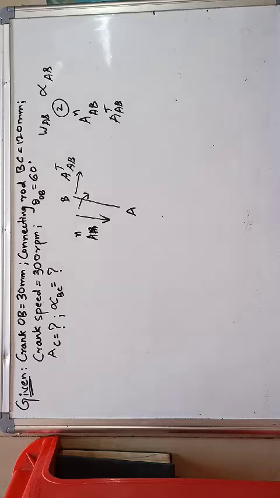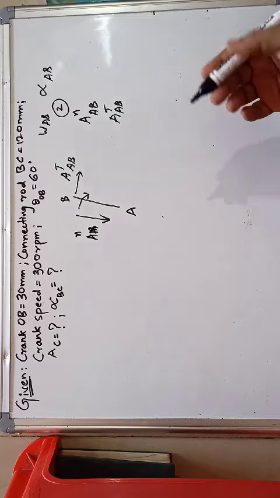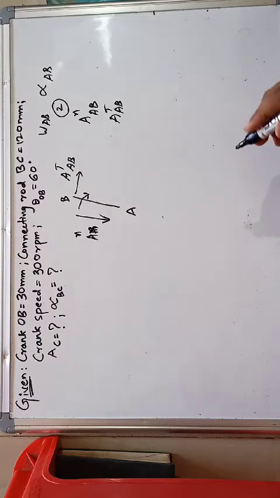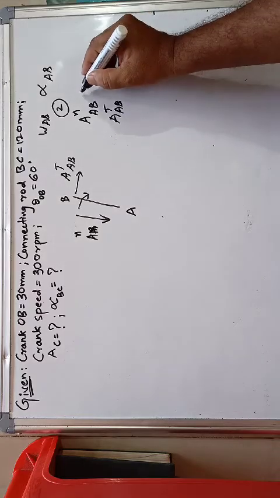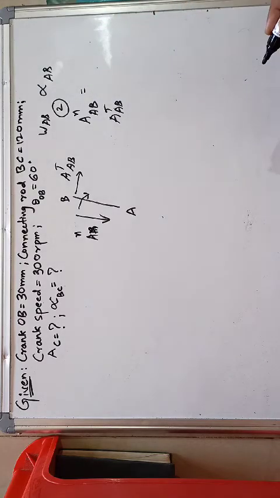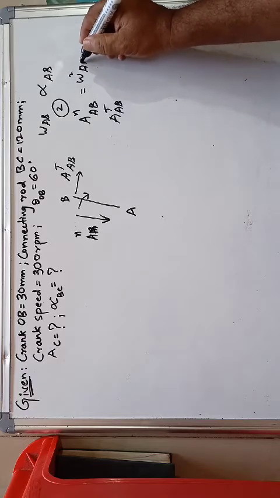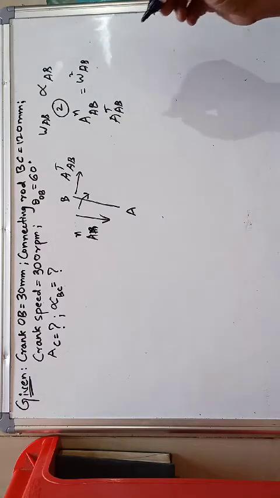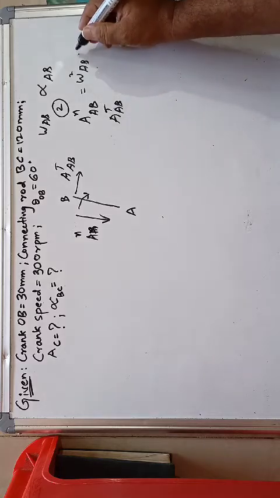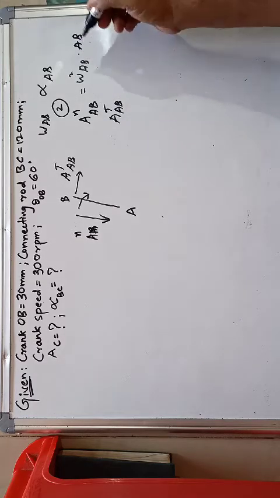I think yesterday also I told you some formulae to find the normal and tangential components. For example, if you want to find the normal component, A normal AB, the formula is omega square AB into AB. This is the formula.